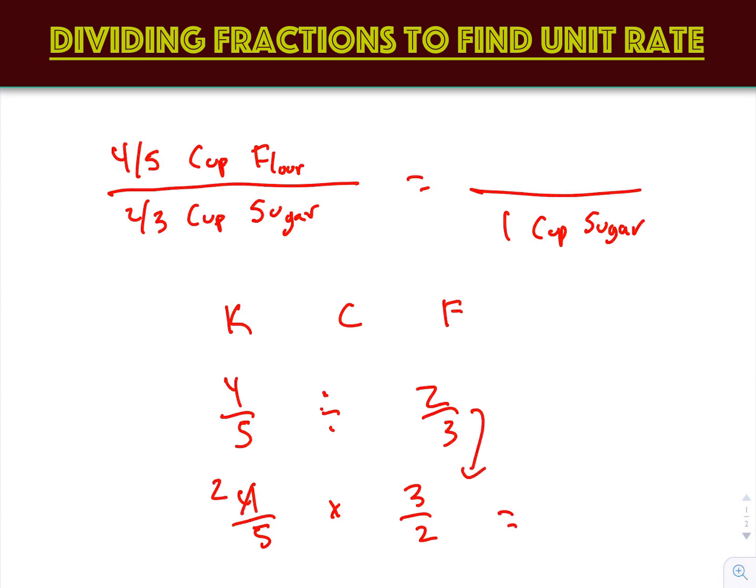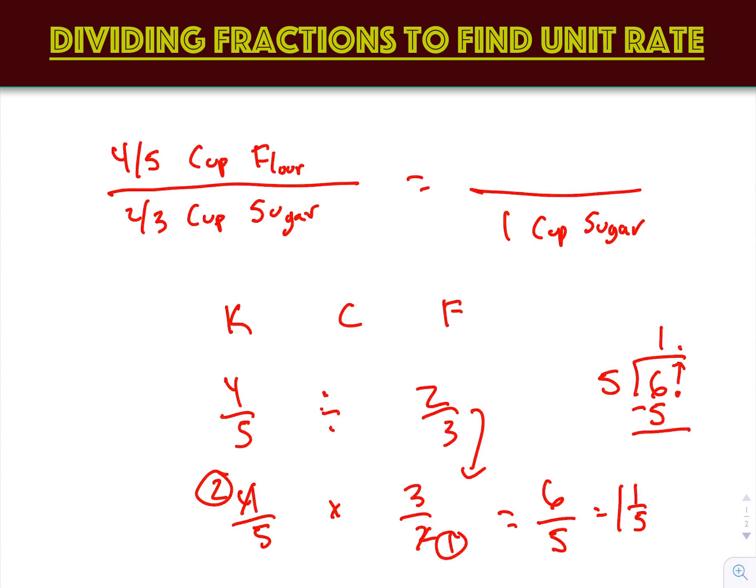This time I could simplify because there are 2 2s in 4 and only 1 2 in 2. 2 times 3 is 6 up top. 5 times 1 is 5 on bottom. 6/5 can be simplified to either 1 1/5, or as a decimal we would say 1.2.